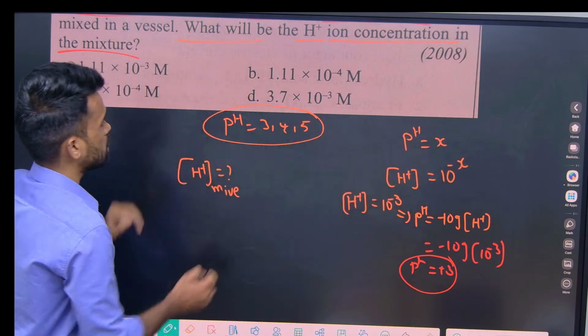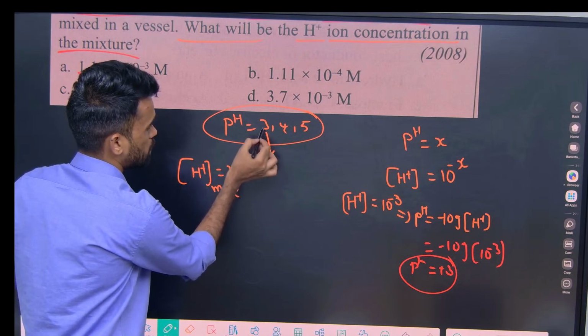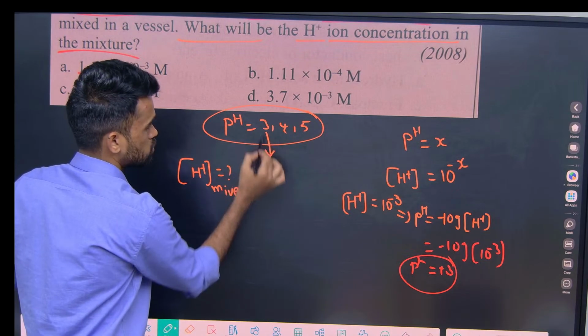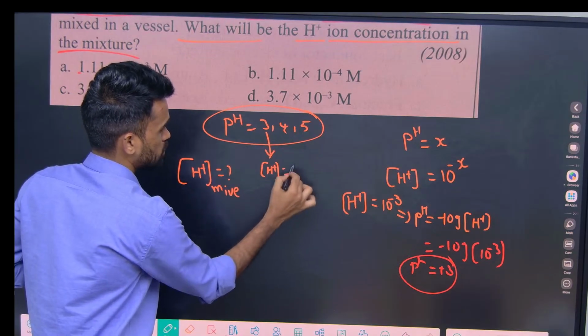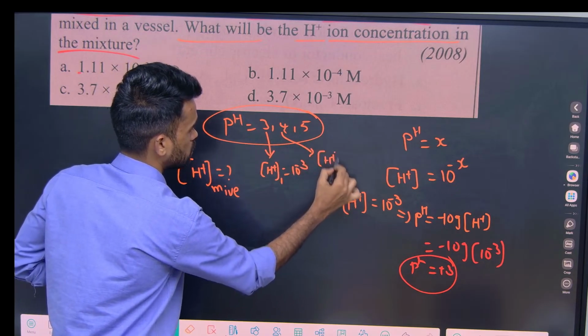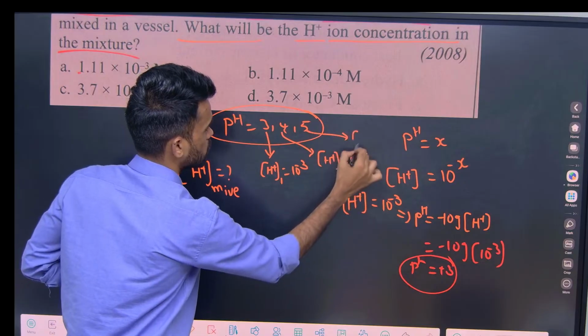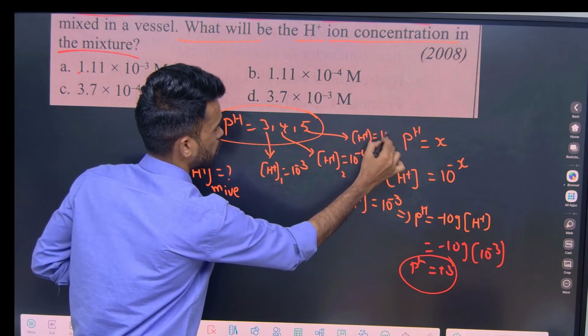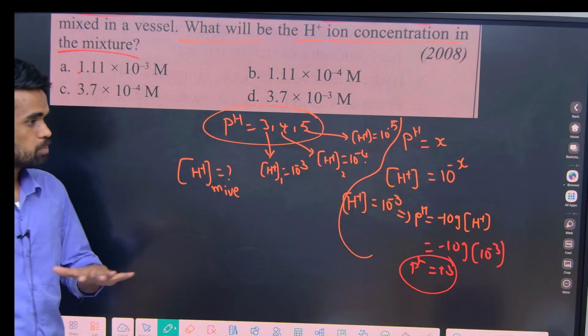Now here, see, for a solution, like for an acid, what is the pH we have? 3. So it means its concentration of H plus ion will be how much now? For acid 1 it is 10 power minus 3. For acid 2 it is 10 power minus 4. For acid 3 it will be 10 power minus 5. That's it. These are the things you need to do. Okay, up to here it is clear.